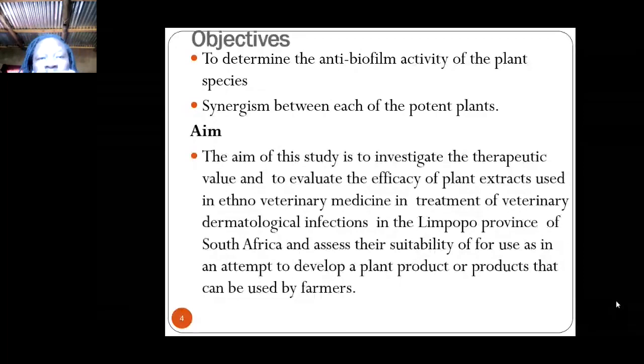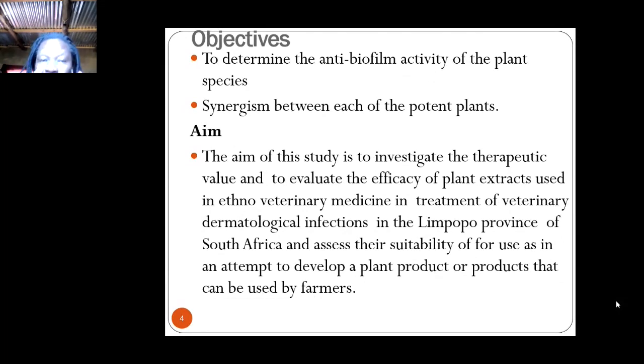We tested the biofilm activity of the selected plants, and also the synergy between the plants themselves. We have also tested the synergy, but we did not include it here for the study as there was a time constraint. The study aimed at investigating and validating plants used for dermatological infections in Limpopo, South Africa, and assessing their suitability for use by small-scale farmers, as small-scale farmers are economically disadvantaged.